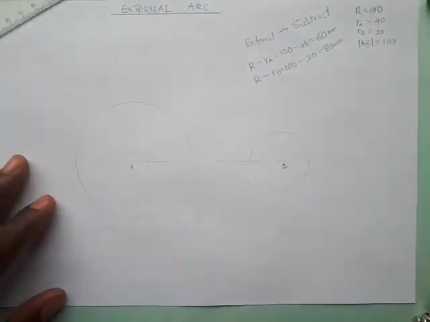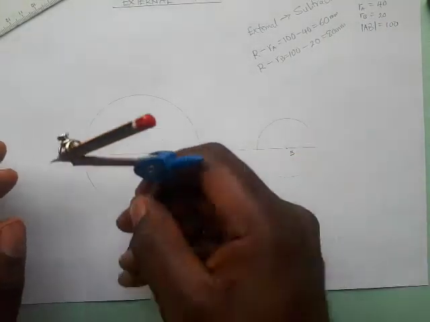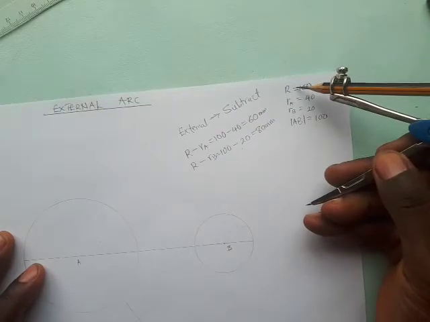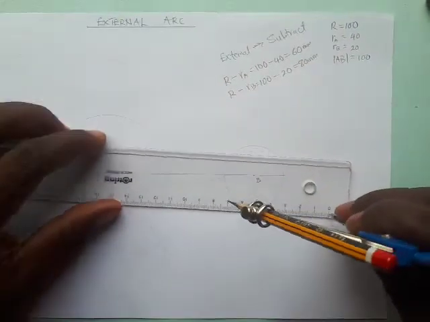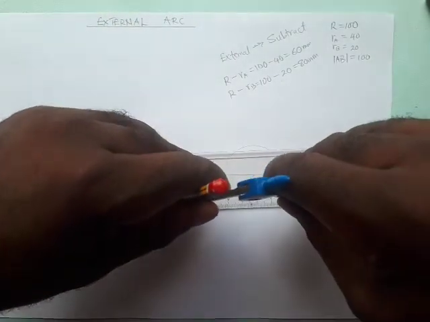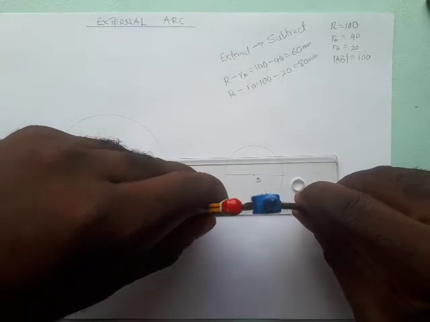Alright, so here you have your point of what? Intersection. So now, how do you draw your external arc? Now remember the radius of the external arc is what? 100. So stretch 100 now. Stretch 100, which is 10.